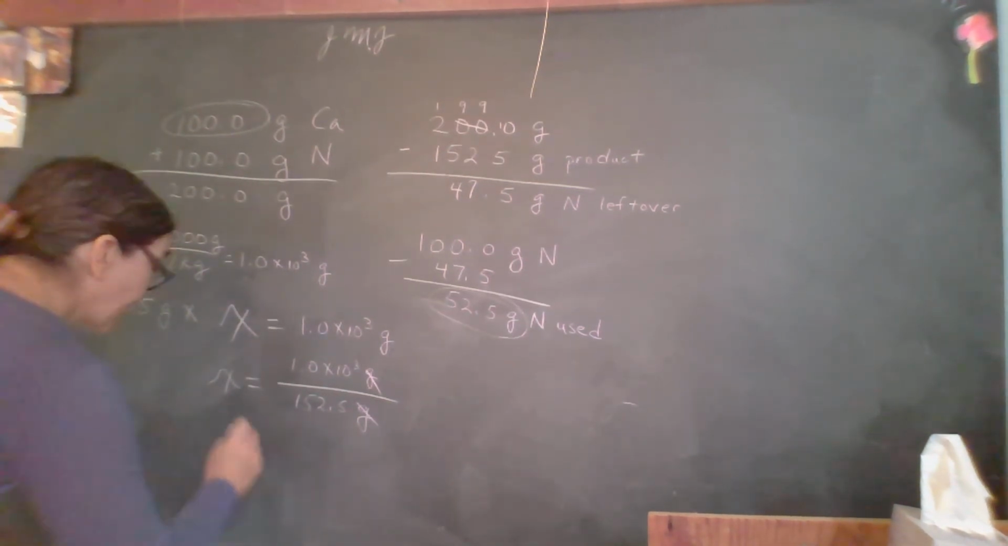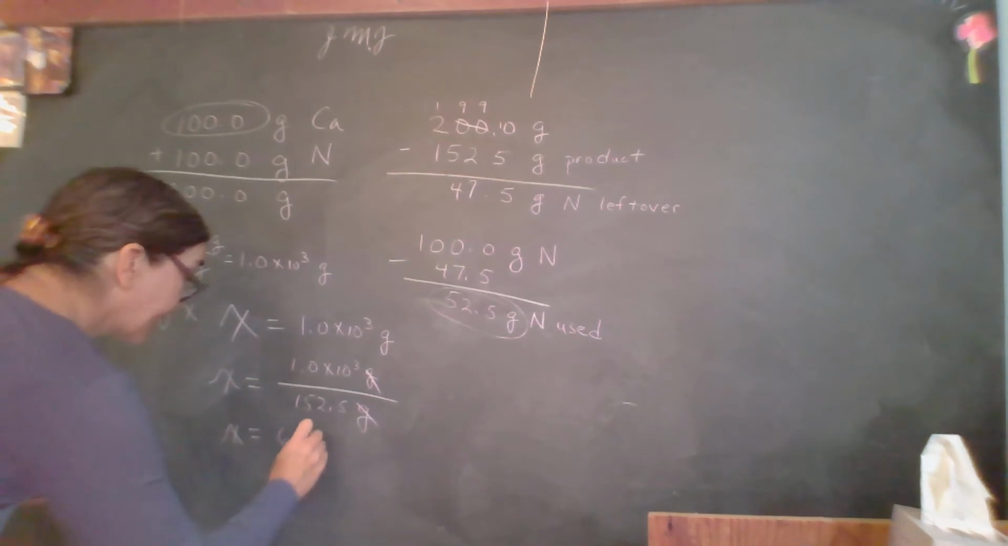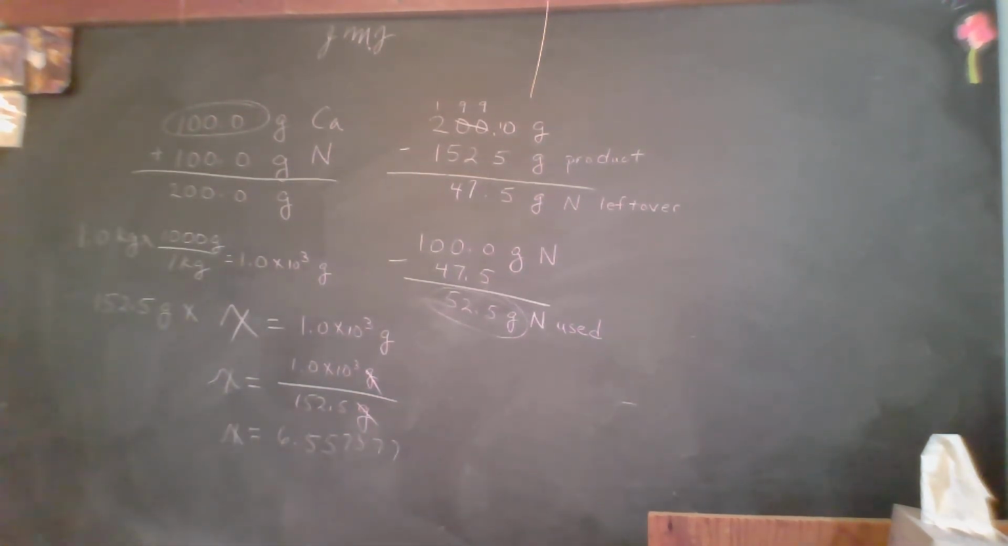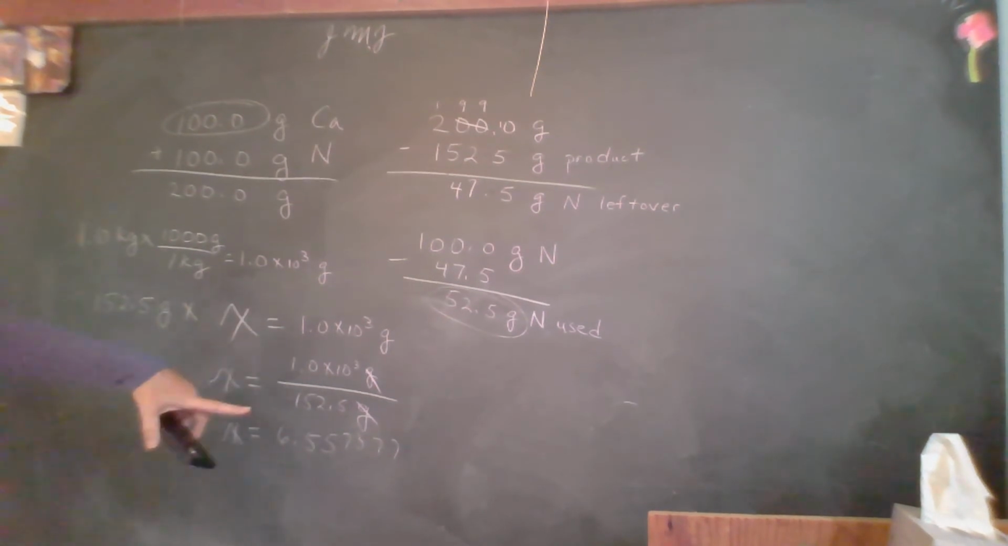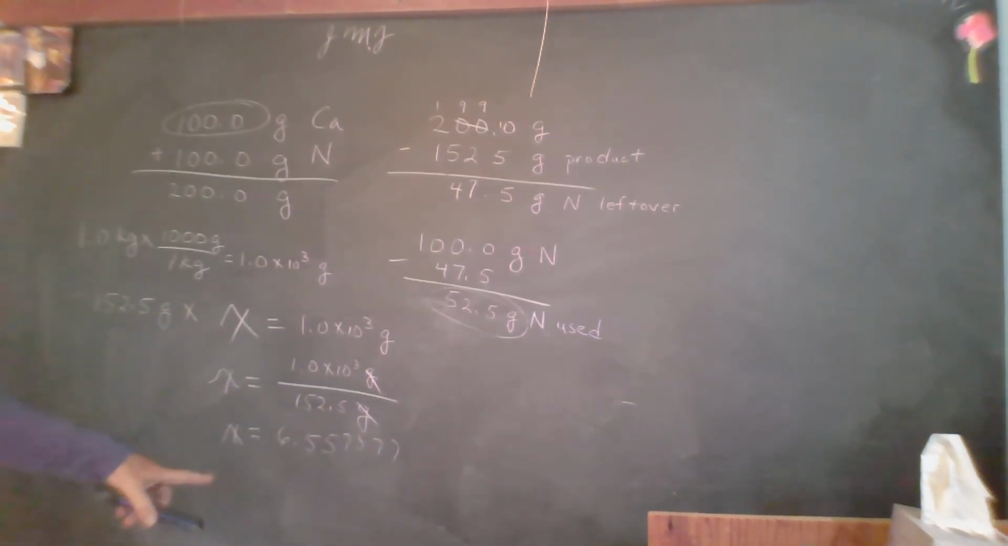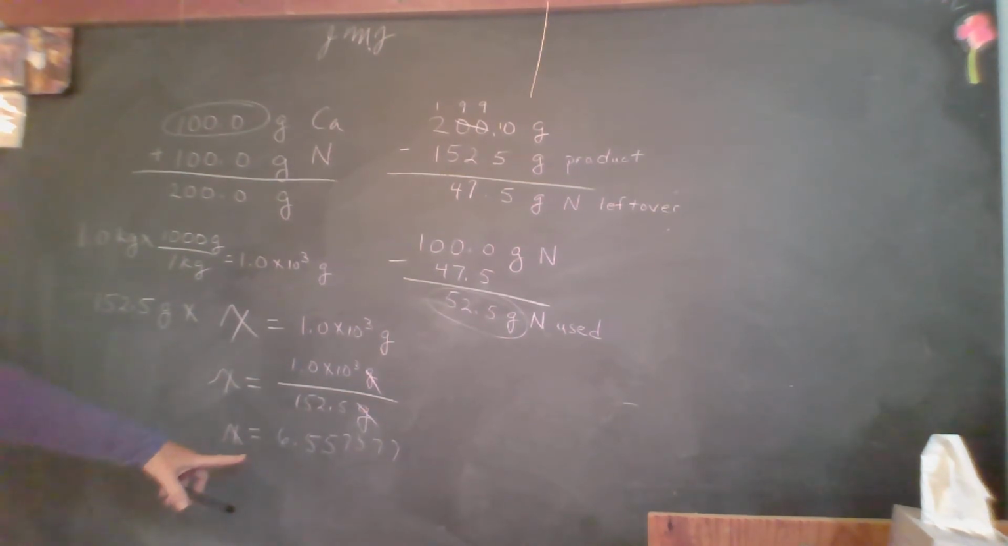So the conversion factor is 6.55737. Okay, so this has two significant digits. This has 4. I only want to have 2. So what am I going to record as my conversion factor? I only want 2 digits. Right, you want 6.6. That's the one.